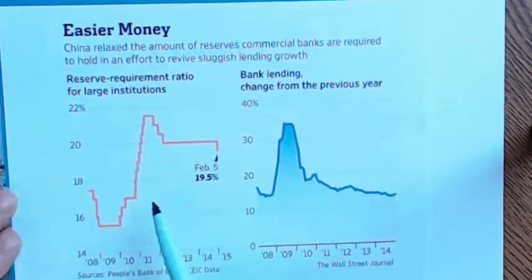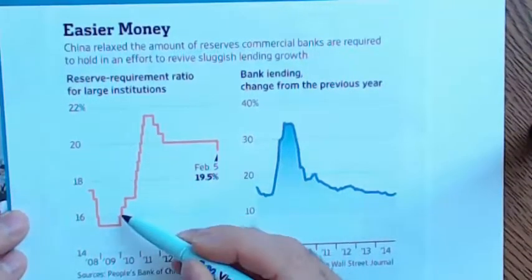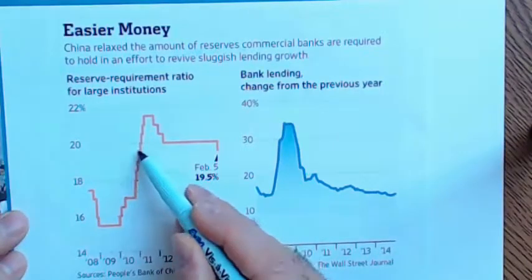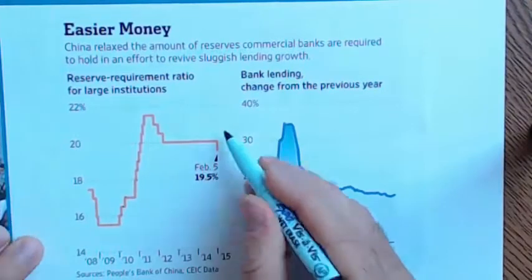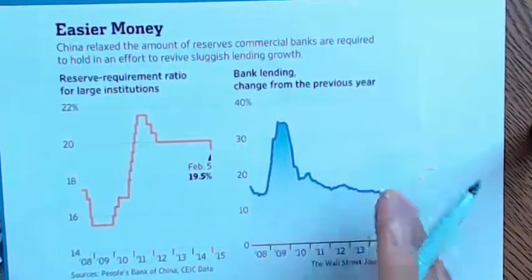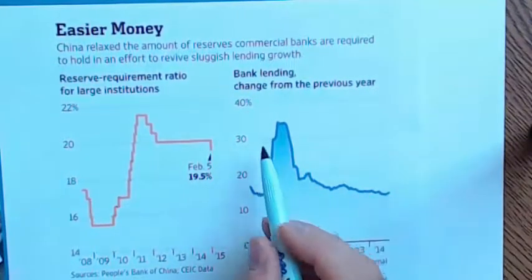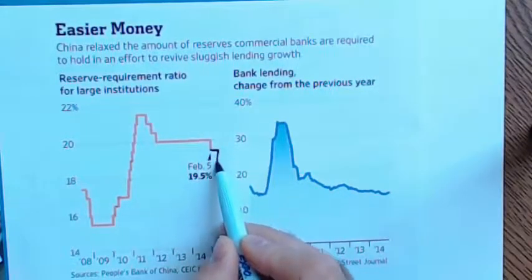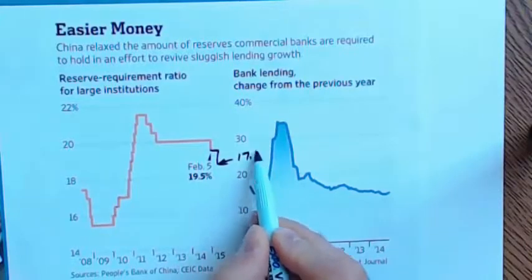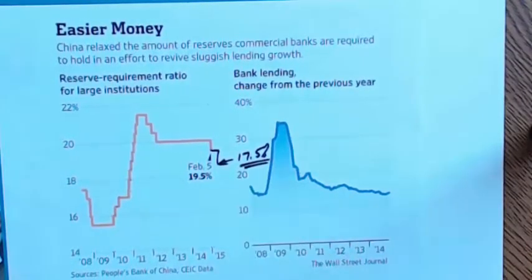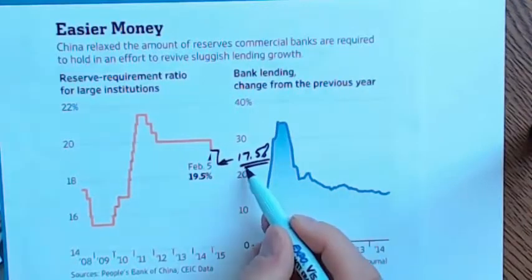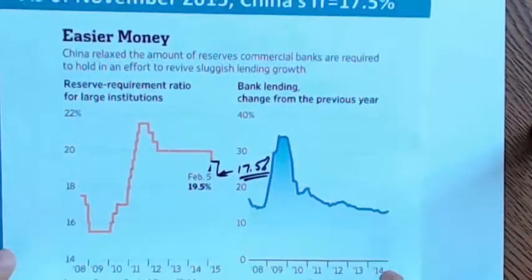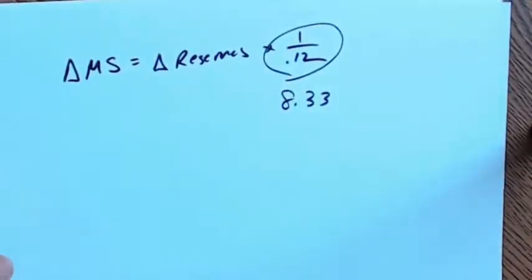So here you can see the Fed, the Bank of Japan. Look at all the changes, 1, 2, 3, 4, 5, 6, 7, 8, lots of changes. Right now, as of December of 2015, this has come down to 17.5%. It's 17.5% for a reserve requirement, still much higher than our 10% reserve requirement. But that's how the Chinese manage their monetary policy.